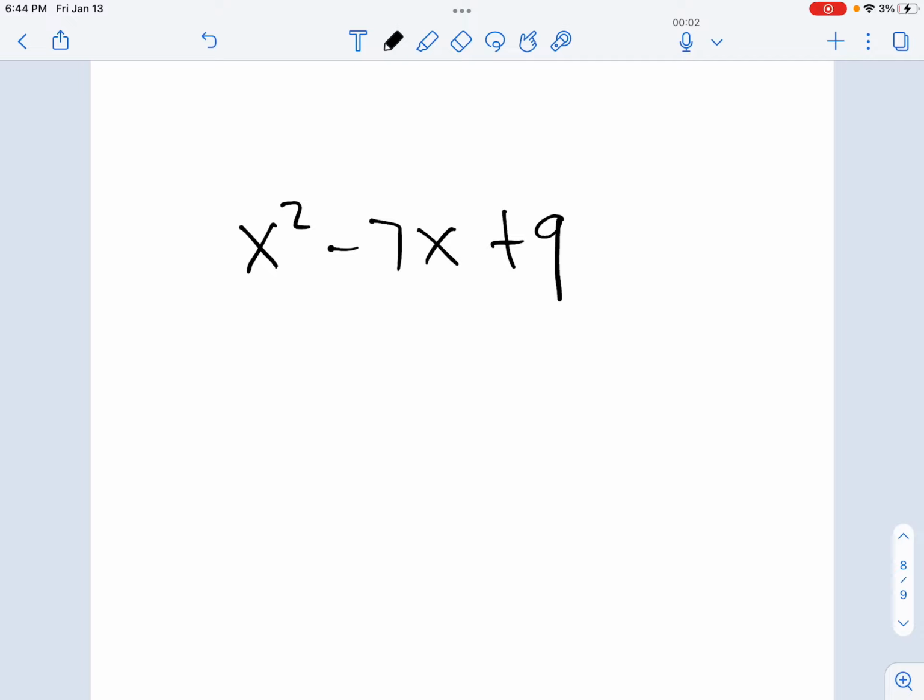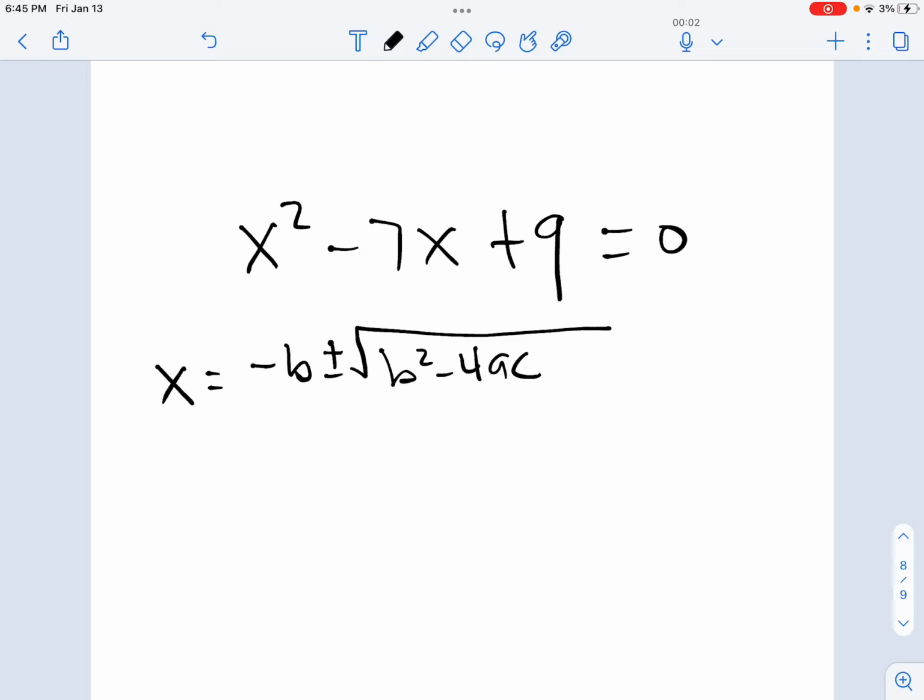So x squared minus 7x plus 9, that doesn't factor. So here we've got to use the quadratic equation. Quadratic equation: negative b plus or minus the square root of b squared minus 4ac all over 2a. Now what I recommend we do here is we write down a, b, and c. A is 1, b is negative 7, c is 9.